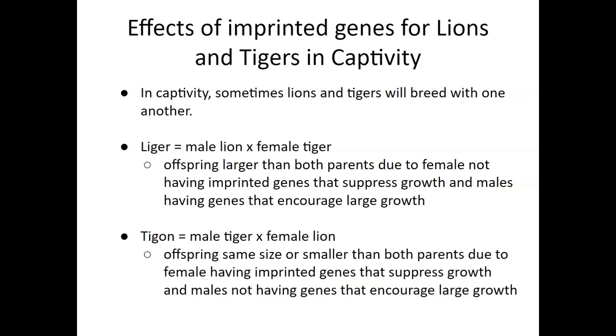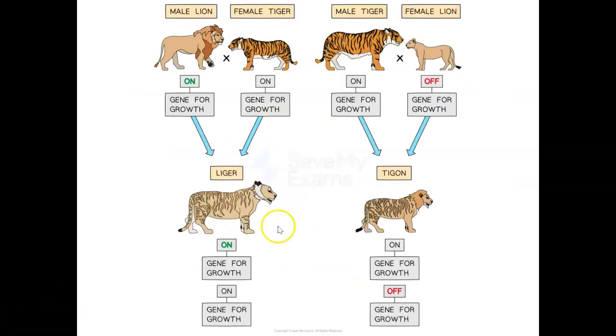The tigon is when a male tiger and a female lion mate with each other, and their offspring tend to be smaller in size, sometimes smaller than the parents or at least the same size. And this also is due to two reasons. One, the male tiger is not passing on growth encouraging genes, and the female lion is passing on an imprinted gene that is suppressing growth. Therefore, growth is not encouraged. They tend to have smaller offspring.